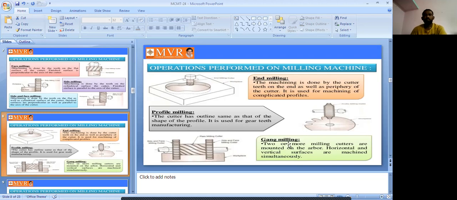Next one is gang milling. So it is one of the very important ones. So gang milling: 2 or more milling cutters are mounted on the arbor. Horizontal and vertical surfaces are machined simultaneously. చూడండమ్మా, సో ఇక్కడ హారిజంటల్ సర్ఫేసెస్, వర్టికల్ సర్ఫేసెస్, బోత్ కూడా మనం గ్యాంగ్ మిల్లింగ్ లో మిషనింగ్ చేసుకోవచ్చు. That's why we are using this gang milling.